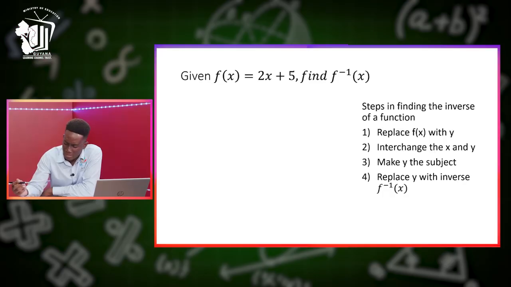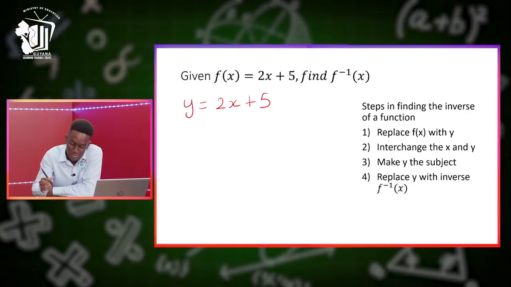So the first step is to replace f of x with y. So we have the function f of x is equal to 2x plus 5. Step 1, we want to replace this f of x function with y. So this will now be y is equal to 2x plus 5.